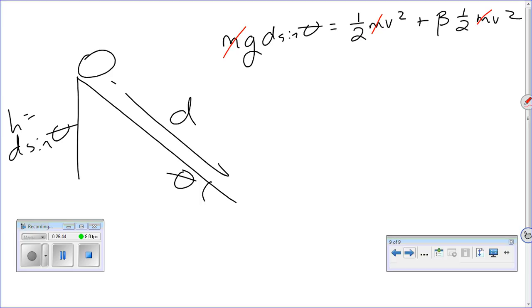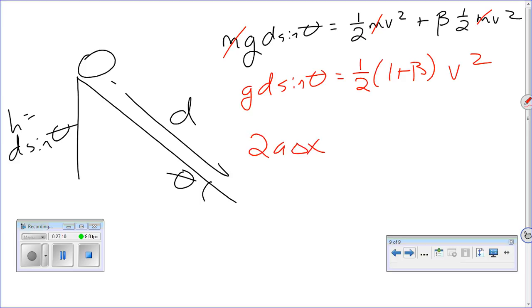So if I simplify this, I get g d sine theta equals 1/2 times 1 plus beta times v squared. Solid? The last substitution then is this: 2a d equals vf squared minus vi squared. But in this problem, what's our vi?